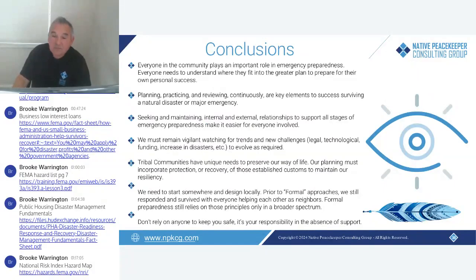So finally, in conclusion, everyone in the community plays an important role in emergency preparedness. Everyone needs to understand where they fit into the greater plan for their own personal success. You have to consider insurance, keeping everything updated. That one we'll keep repeating because that's probably the most important, and you won't be able to rely on or depend on them. Planning, practicing, and reviewing continuously are key elements to success surviving a natural disaster or major emergency. Seeking and maintaining internal and external relationships to support all stages of emergency preparedness makes it easier for everyone involved.